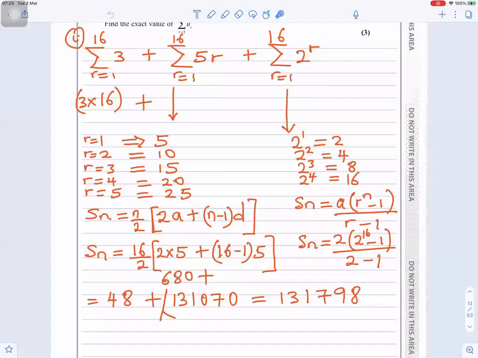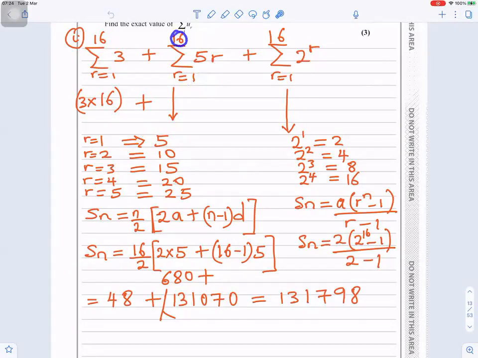For the second, the sum from r equals 1 to 16 of 5r. So we start with r equals 1. 5 times 1 is equal to 5. R is 2, 5 times 2 is 10. R is 3, that's 5 times 3, which is 15.